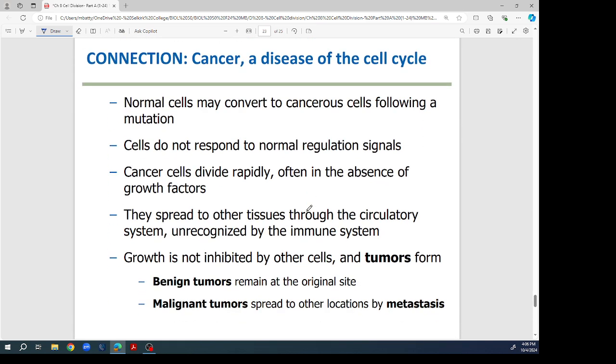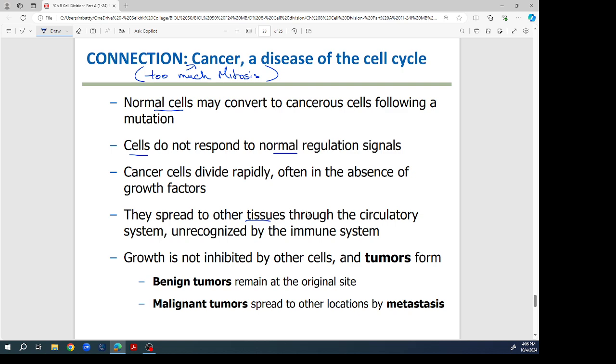If we were to talk about mitosis out of control, so too much mitosis, that would really be at the root of how cancer works in your body. So normal cells can convert to cancerous cells if there's a mutation, maybe due to environmental factors or sometimes genetic factors. And basically these cells escape those regulations of the cell cycle. So they don't respond to those normal regulation signals. They blow the red light. And so cancer cells are going to divide rapidly. Often they don't even need the growth factors, and they can spread to other tissues through the immune system.